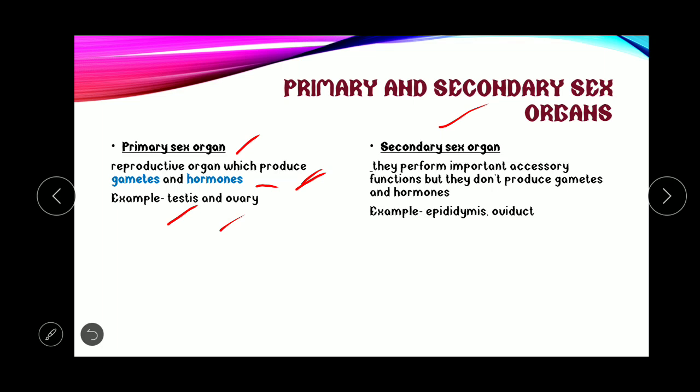And secondary sex organs perform important accessory functions. Although they don't produce gametes and hormones, they perform other important functions in reproduction. Examples are epididymis and oviduct.